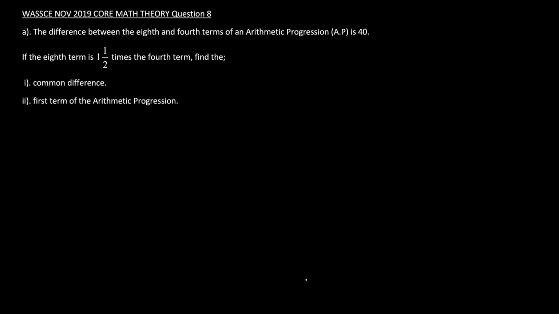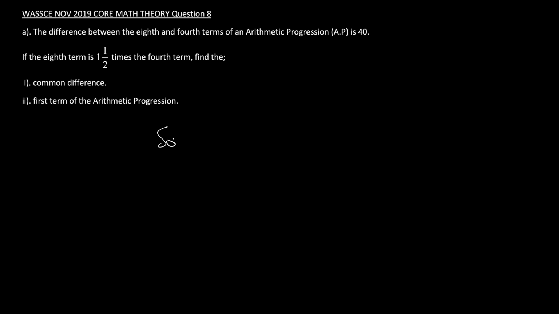So in today's video, we'll be solving question 8 of the 2019 Core Maths Theory questions. So we begin with question 8a. The difference between the 8th and the 4th term of an arithmetic progression (AP) is 40. If the 8th term is one whole number 1 over 2 times the 4th term, find (i) the common difference, (ii) the first term of the arithmetic progression.